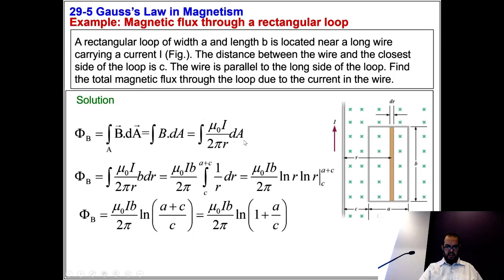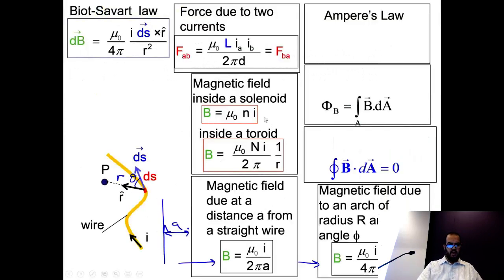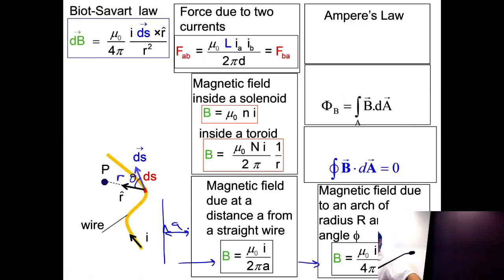So this is the equation that we just have derived: mu 0 I B divided by 2 pi log of 1 plus A over C. Okay, so by this we have finished the chapter. This is a long chapter.